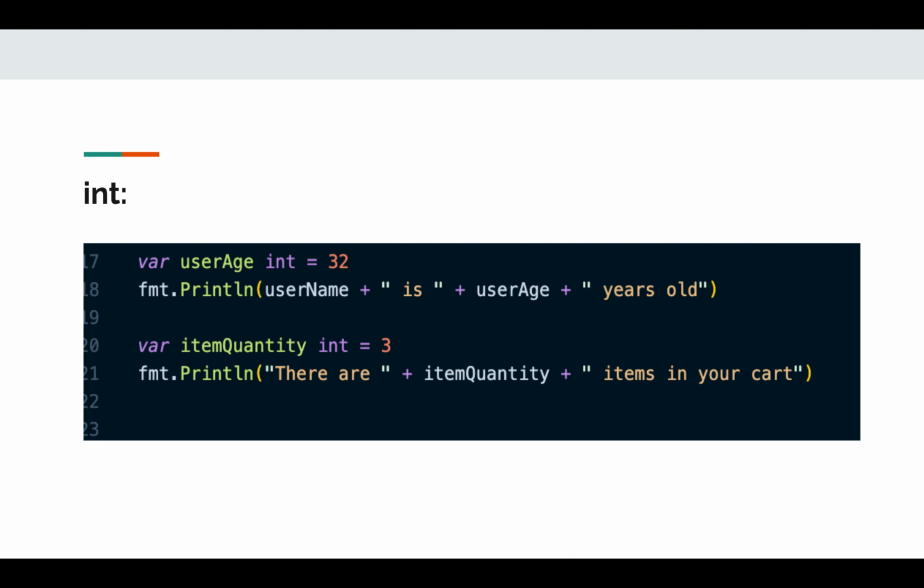In the first line of code, the plus operator is used to concatenate the value of username, the string is, and the value of userAge, resulting in the string Anish is 32 years old. In the second line of code, the plus operator is used to concatenate the string there are, the value of itemQuantity, and the string items in your cart, resulting in the string there are 3 items in your cart. These strings are then printed to the console using the fmt function.